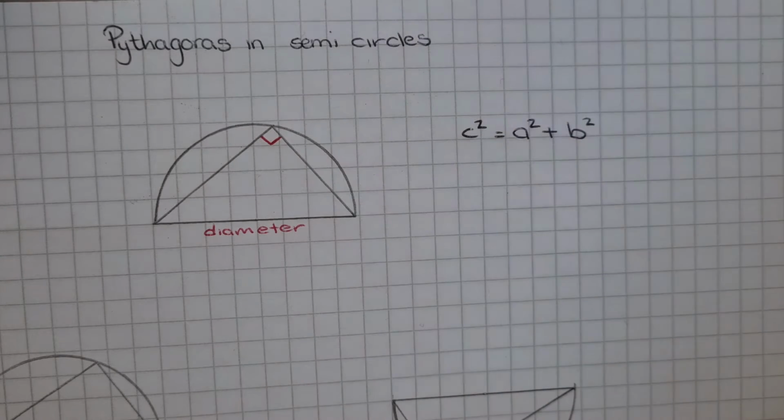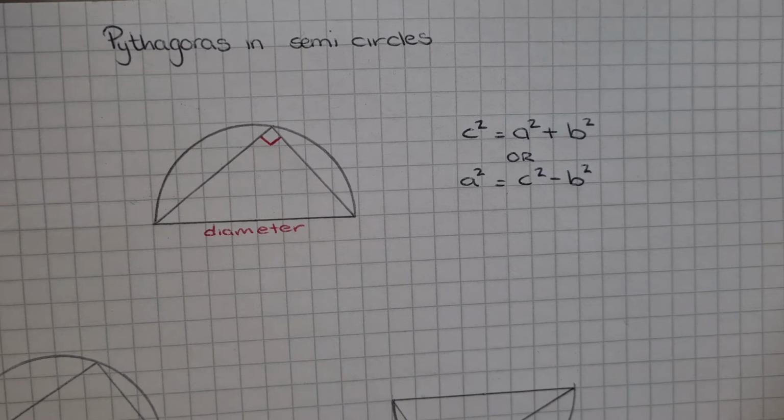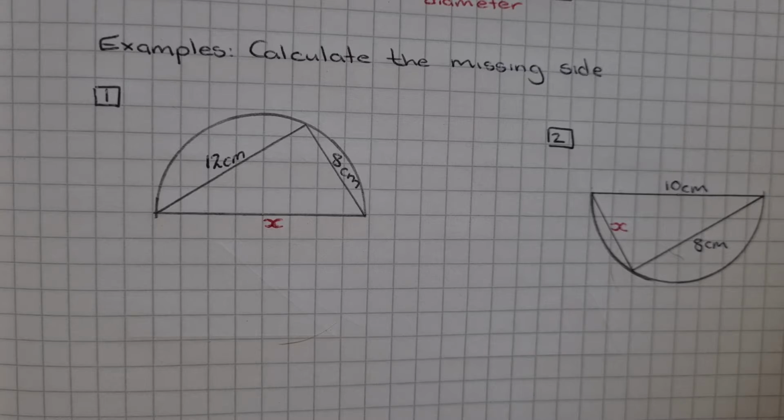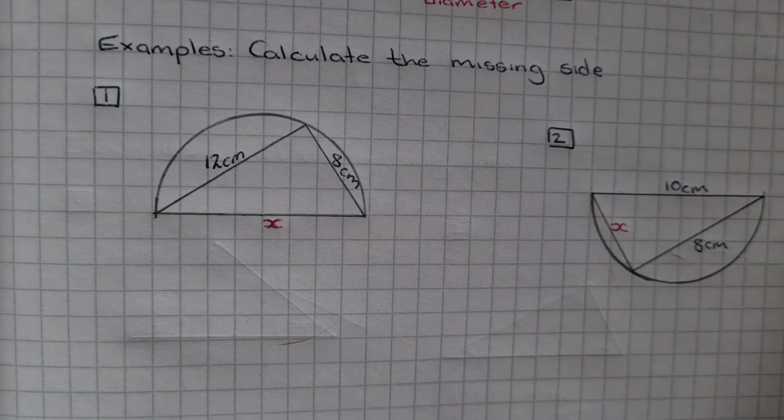Now you should remember Pythagoras' theorem. It's c squared equals a squared plus b squared if you're trying to find the hypotenuse or the longest side, or a squared equals c squared take away b squared if you're trying to find one of the shorter sides. We're going to do two examples.